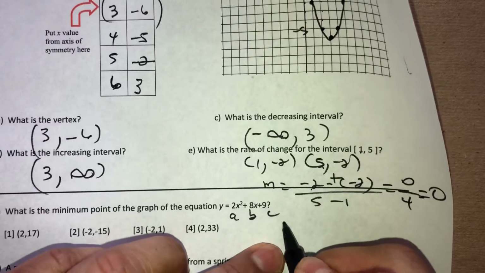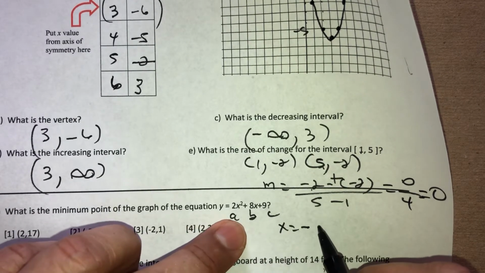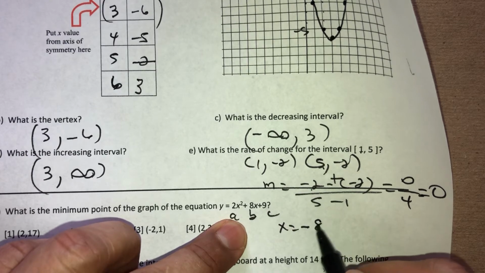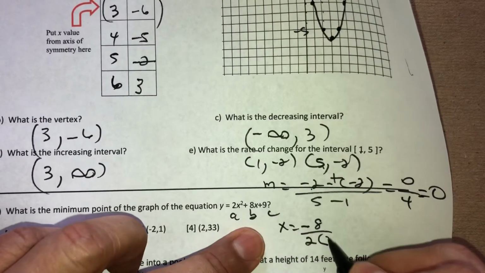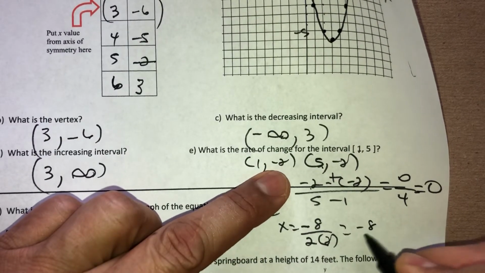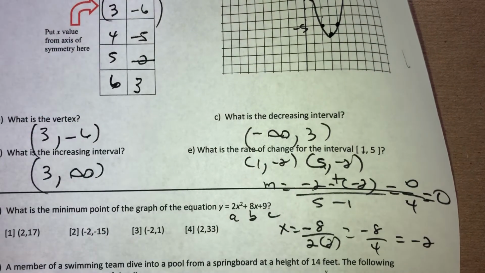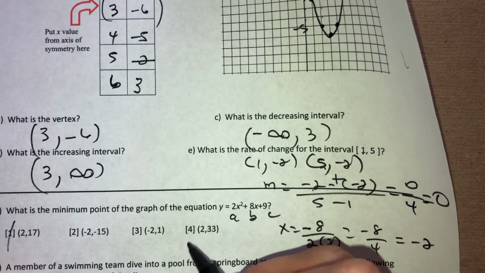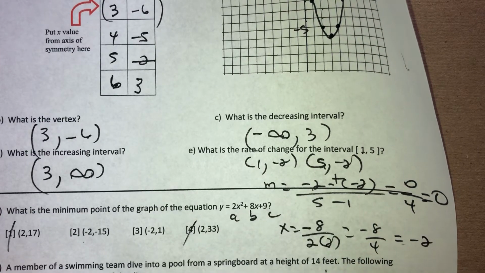So let's use the axis of symmetry. That will be minus B over 2A. The value of A here is 2, B is 8. If I divide by 2, which is part of the formula, times 2, that will give me negative 8 divided by 4. So the axis of symmetry is negative 2. So it cannot be 1 and it cannot be 4, because according to this, my axis of symmetry is negative 2. So I have two options.